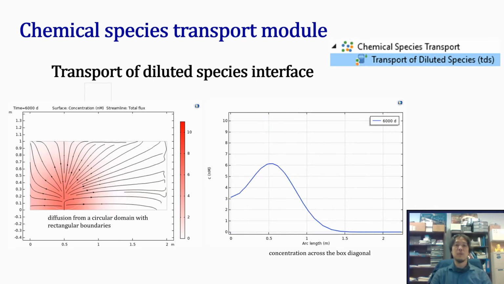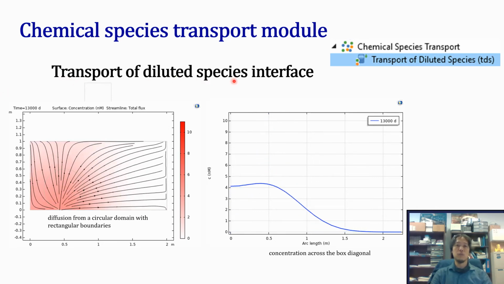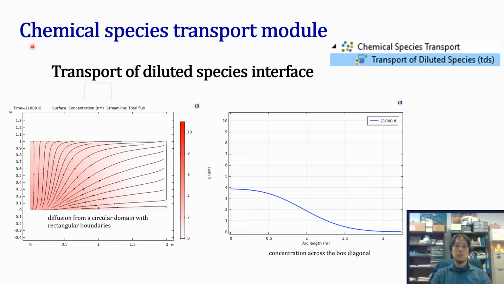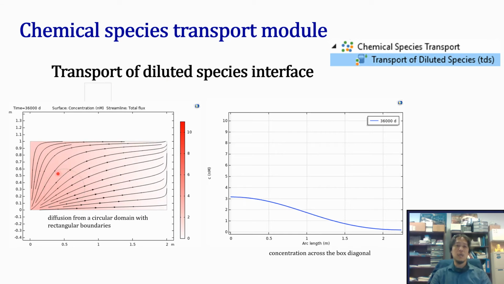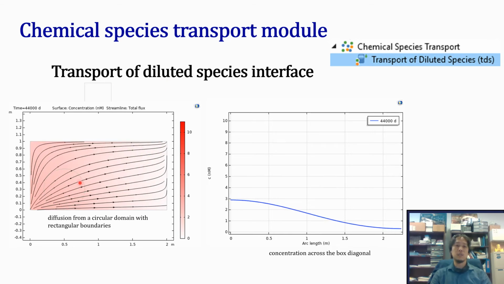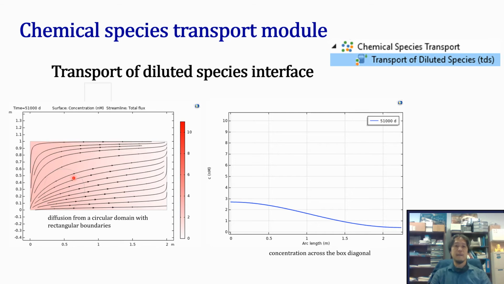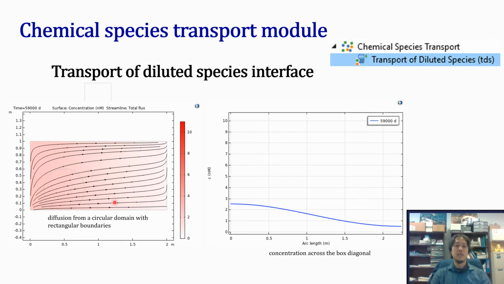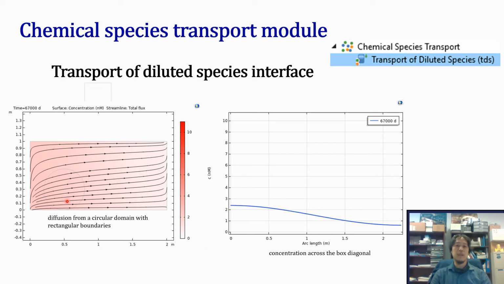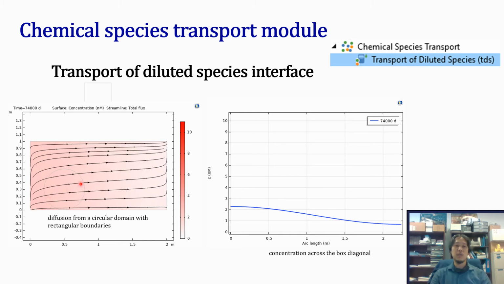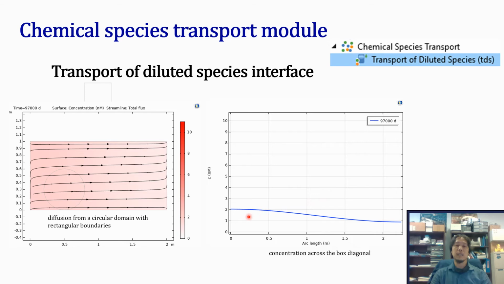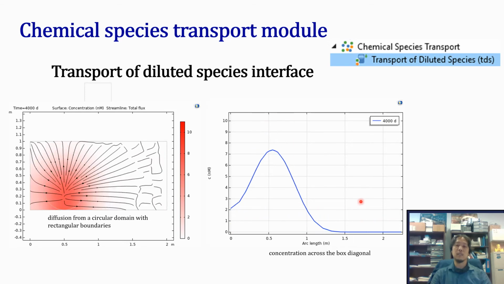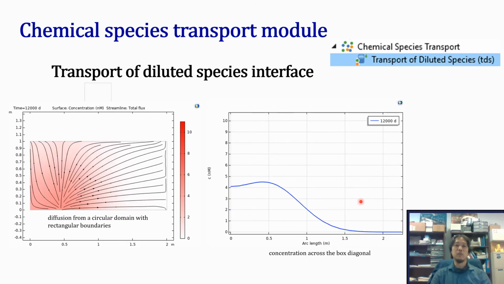The diffusion behavior can be modeled using the transport of diluted species interface found in the chemical species transport module. As a simple demonstration, a concentrated substance found in the red circle diffuses over time in the box with the flux vector represented as streamlines. A concentration gradient across the diagonal of this box can be monitored over time and, as expected, gets more even as time progresses until equilibrium is reached.